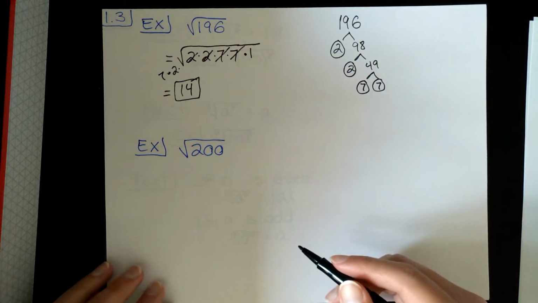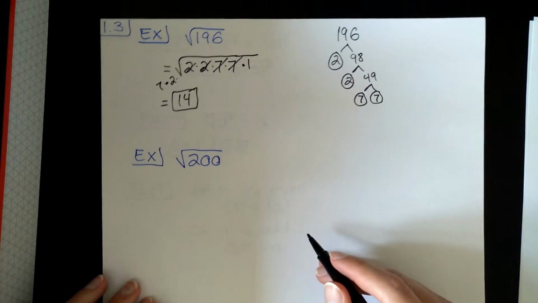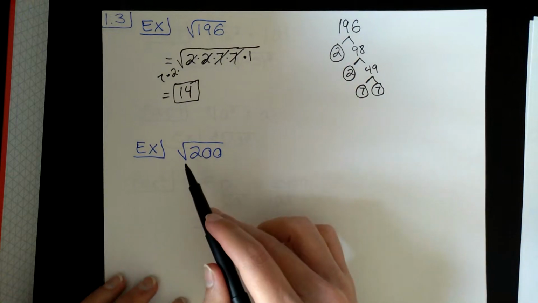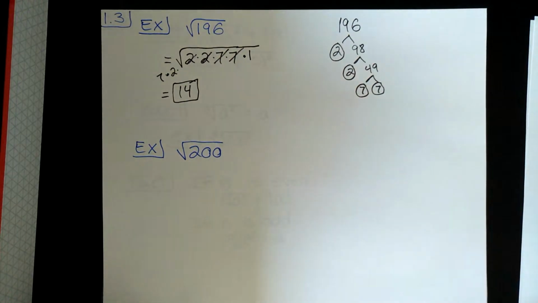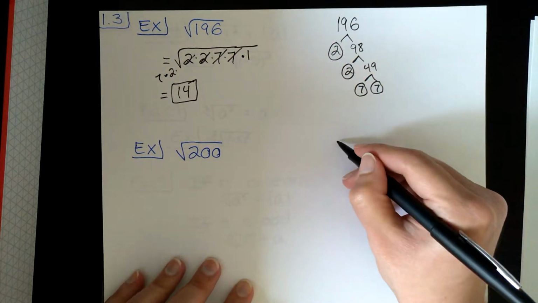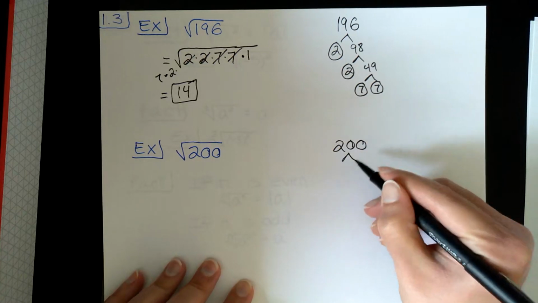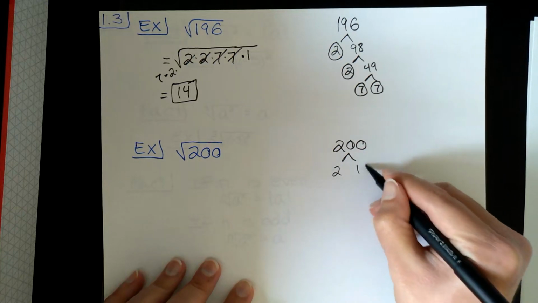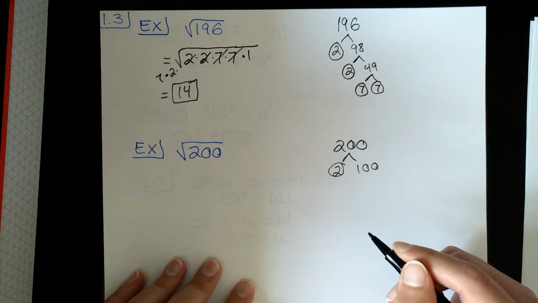So I'd like you to take a moment, go ahead and pause the video, and see if you can try to find the square root of 200. Okay, so just like before, we're going to start with our factor tree. 200, we'll break it up into 2 times 100. And we'll circle the 2.